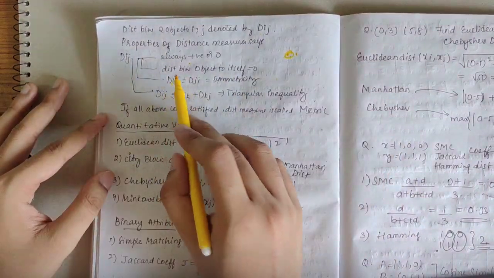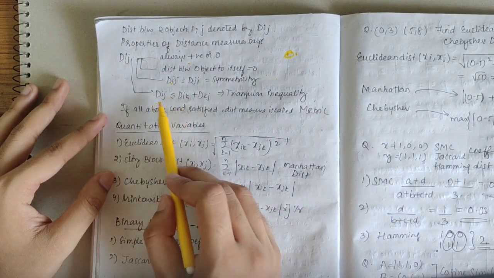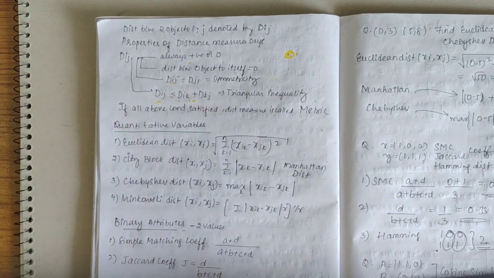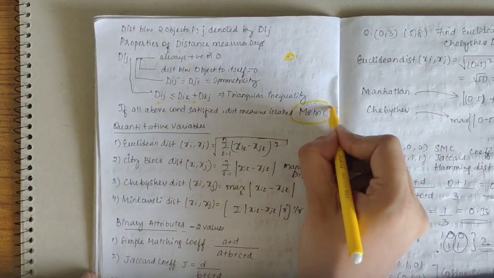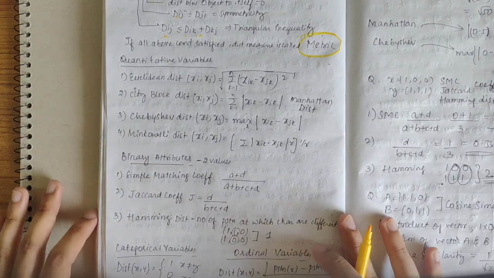Then distance(i, j) is equal to distance(j, i), that is symmetry. And then distance(i, j) should be less than or equal to distance(i, k) plus distance(k, j), that is the triangular inequality. If all the above conditions are satisfied, then it is called a metric. We'll look into the quantitative variables.